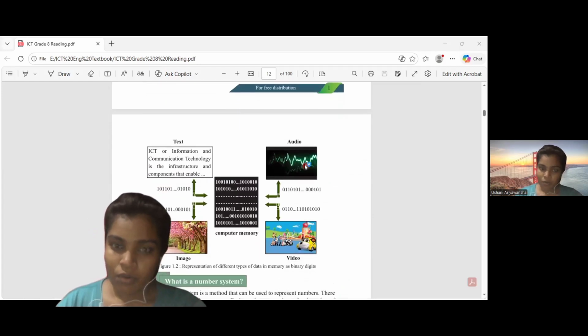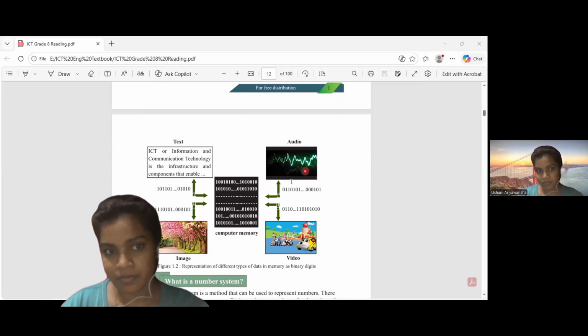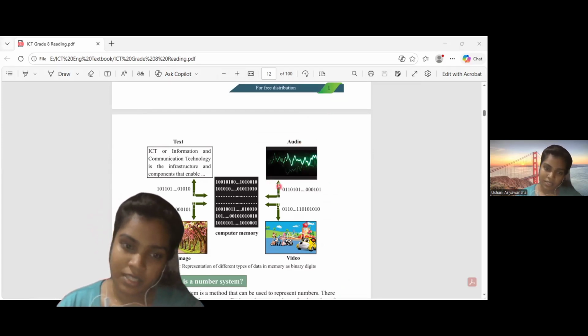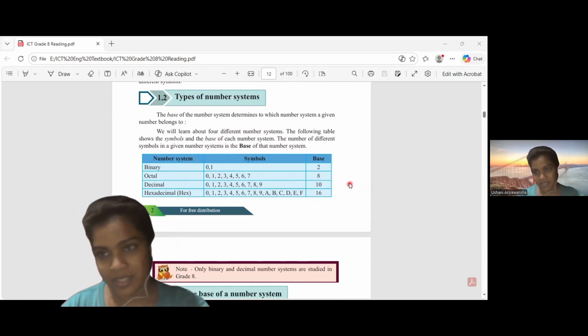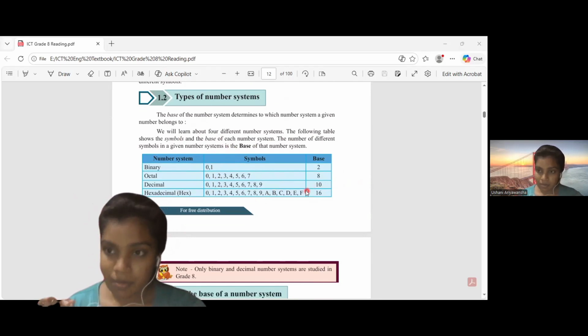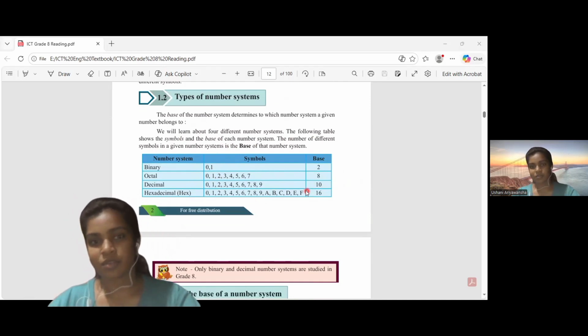First, what is a number system? Simply, it is a method used to represent numbers. A number system is a method used to represent numbers. Understood?